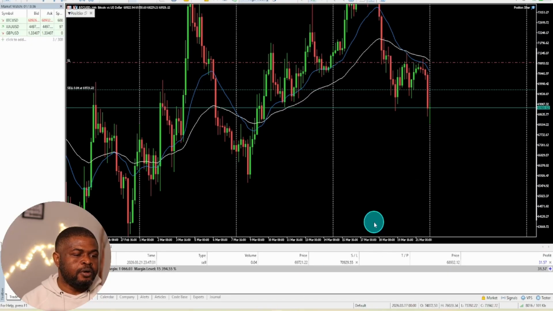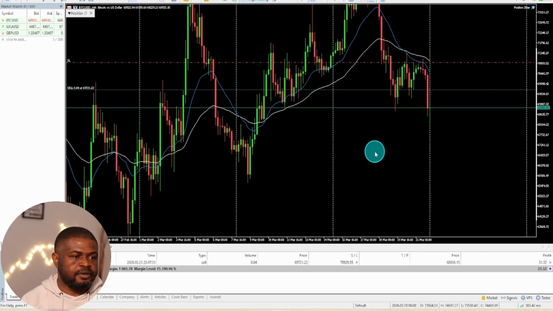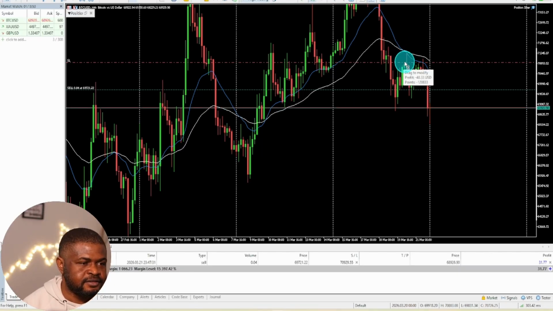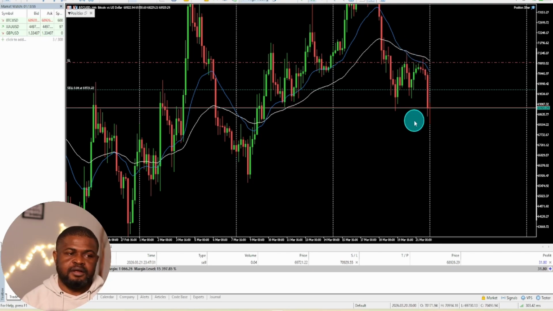All right, but the strategy we're talking about right now, which is the direction, pullback, and the continuation to trade the forex market, stock market, crypto, whichever market you trade, it's going to be the same thing, okay? And here it is. Here, there's the crossover, right? In my mind, I am looking for what? A sell, right? Now, what do I need for a sell?